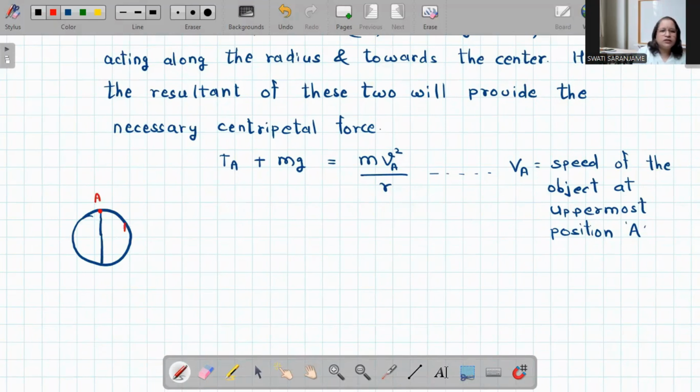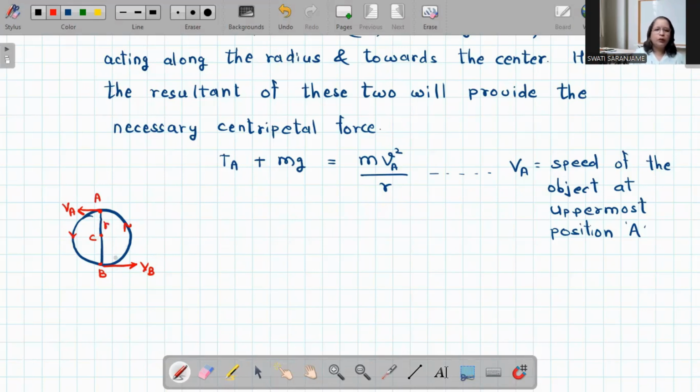Here, as we have considered, the particle, the object, the point mass is performing vertical circular motion in anti-clockwise sense. So at position A, this is the direction of speed, or the direction of velocity VA. And this is the lowermost position which we have represented at point B, and this will be the direction of velocity VB, or speed at position B. This is the center and this is R.